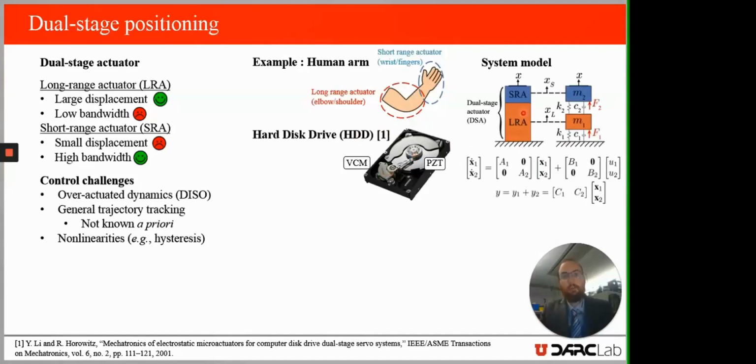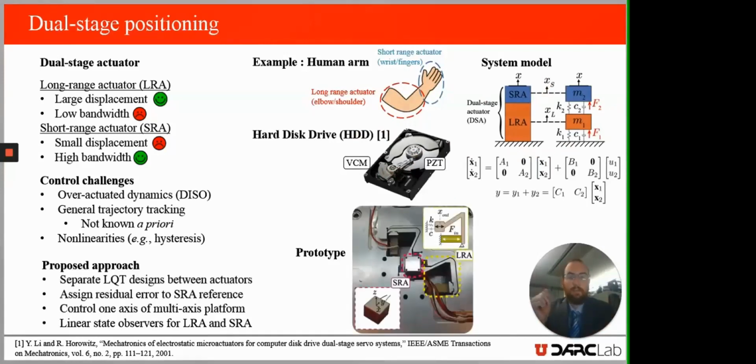These systems can be modeled through spring mass damper combinations, although more complicated models can be used for more complex dynamic effects. Though beneficial, some challenges do arise through this actuator arrangement, through the now overactuated system dynamics, nonlinearities, and general tracking applications where a priori knowledge of the reference isn't available. My work proposes to account for these challenges through linear quadratic tracking control.